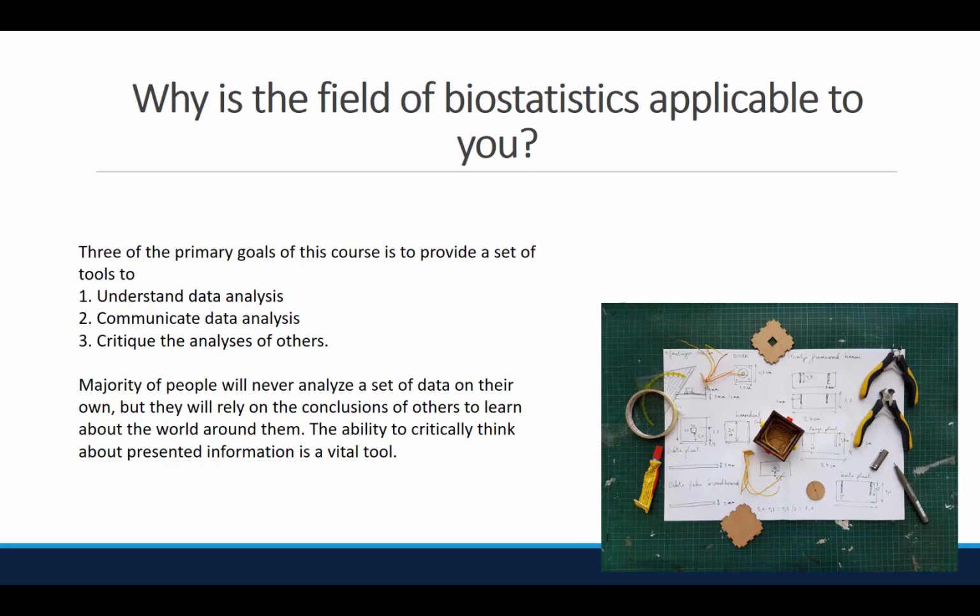Three of the primary goals of this course are to provide a set of tools to understand data analysis, communicate data analysis, and the ability to critique the analyses of others. The majority of people will never analyze a set of data on their own, but they will rely on the conclusions of others to learn about the world around them. The ability to critically think about presented information is a vital tool.